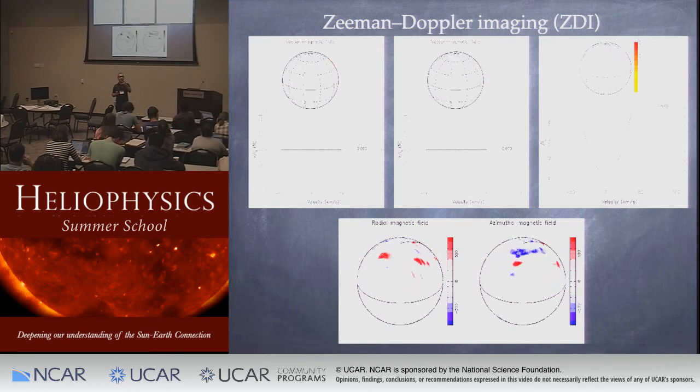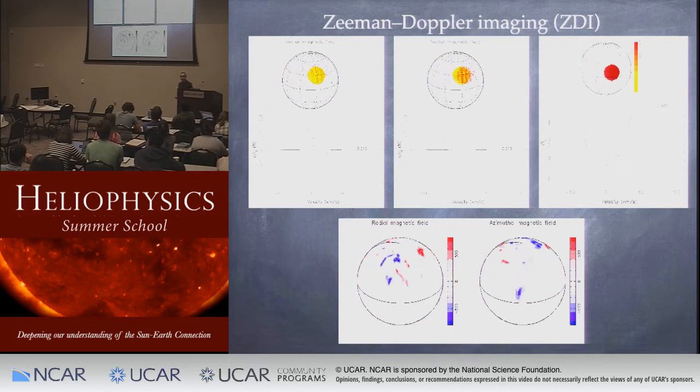Another question? Okay. So that's how we measure magnetic fields in stars. Okay? And a lot of the information I give and will give is based on this mapping technique.